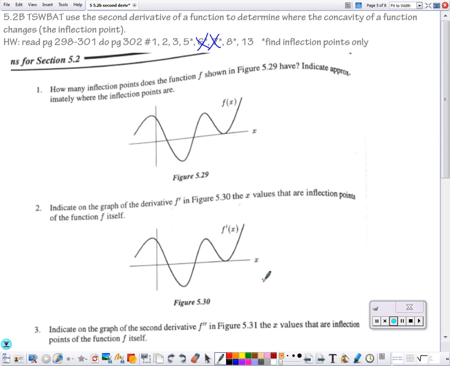Okay, so for the remainder of class, you're going to work on your homework. You can skip number 6 and 7. So you're going to do 1, 2, 3, 5, 8, and 13. But for 5 and 8, only find the inflection points. You don't have to follow the directions that are printed. Make sure this evening you check all your answers on the posted flip chart on Edline.